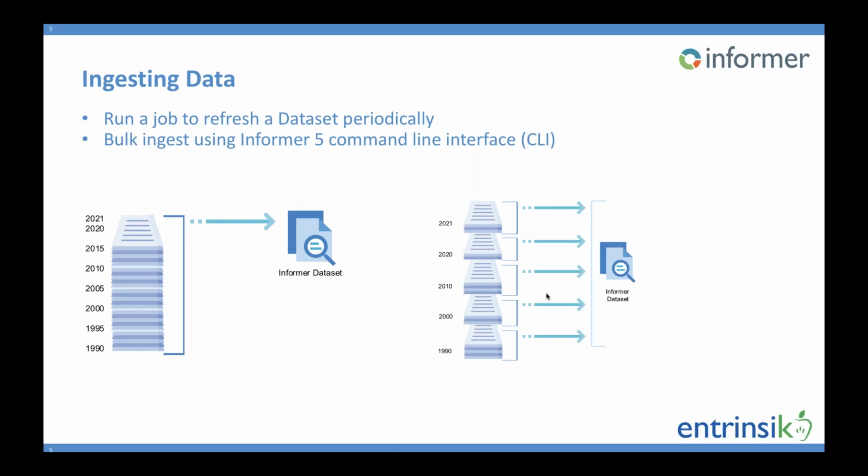It'll help you chunk up a really large extract into little pieces and then run them all in parallel against, usually it would be done against a multi-node Informer backend, like a cluster. And so we're able to do that to successfully ingest millions of rows in a relatively short amount of time compared to what it would take to just do it row by row.